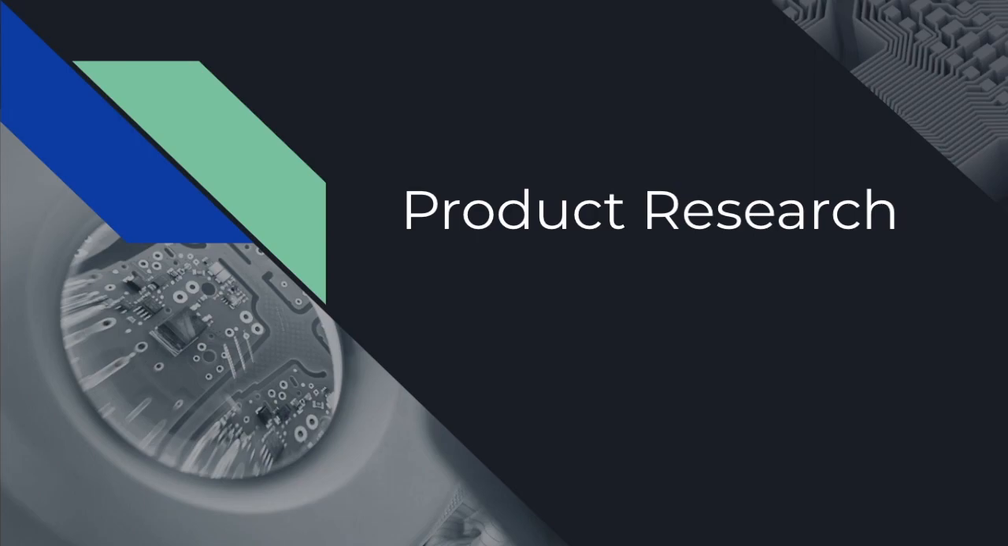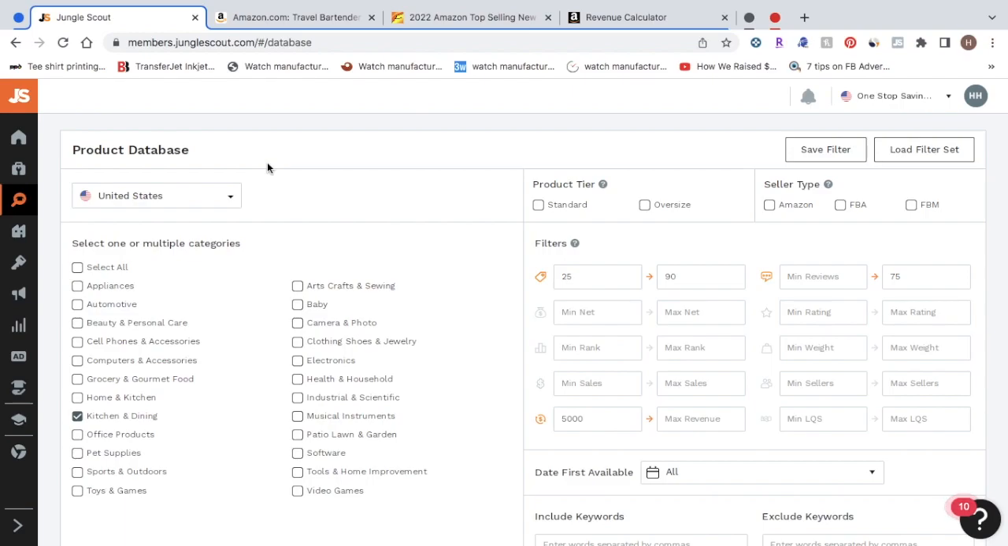So now let's move on to some examples of winning products and the steps I use to find them.